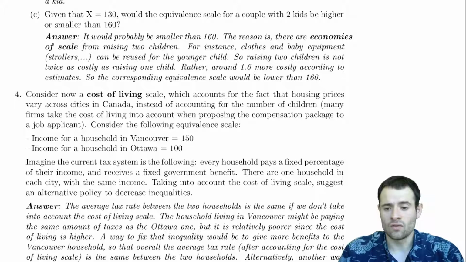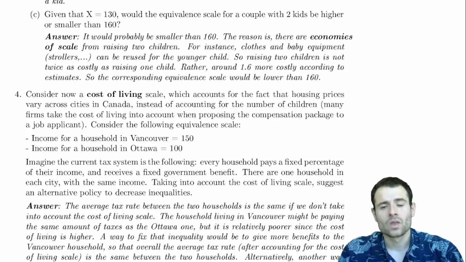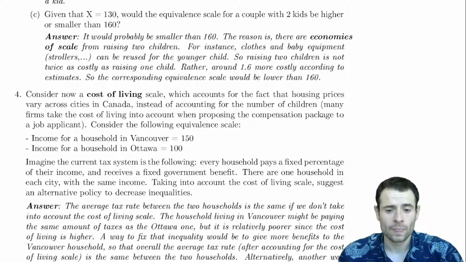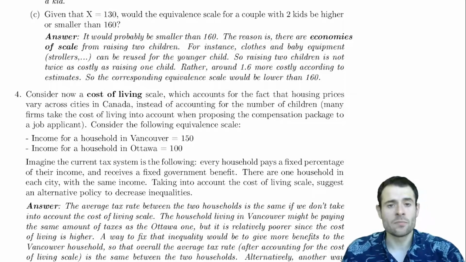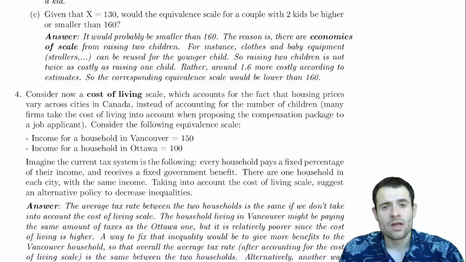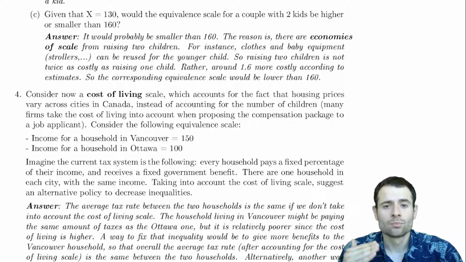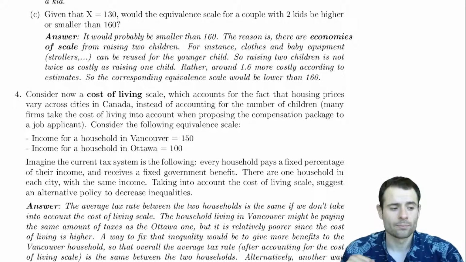Taking into account the cost of living suggests an alternative policy to decrease inequalities. Since both of our households make the same amount of money, the household living in Vancouver will be considered poorer because it has to spend more money on housing than Ottawa. If they pay the same amount of money in tax and receive the same amount of money from the government, then at the end of the day, the household from Vancouver will still be considered poorer than the household in Ottawa.